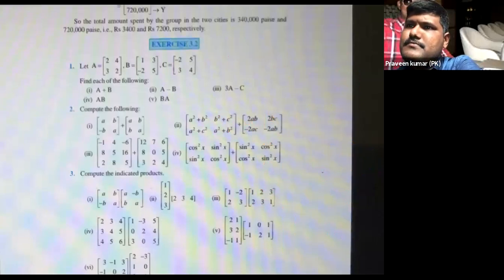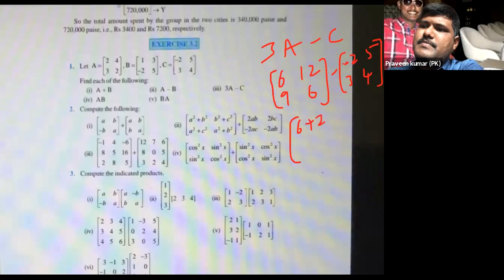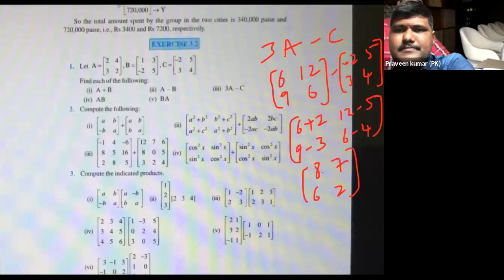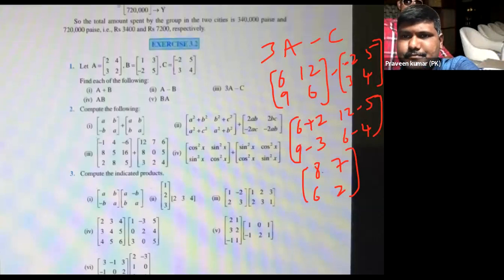Second question. 3A minus C. Again, if you want, I will do it. 3A: 3 2s are 6, 3 4s are 12, 3 3s are 9, 3 2s are 6. Minus C: minus 2, 5, 3, 4. 6 minus (-2), 12 minus 5, 9 minus 3, 6 minus 4. 8, 7, 6, 2. That's it. Okay, Bharat? Don't worry. Now try the second one. First one, second one, third one. Everyone try.